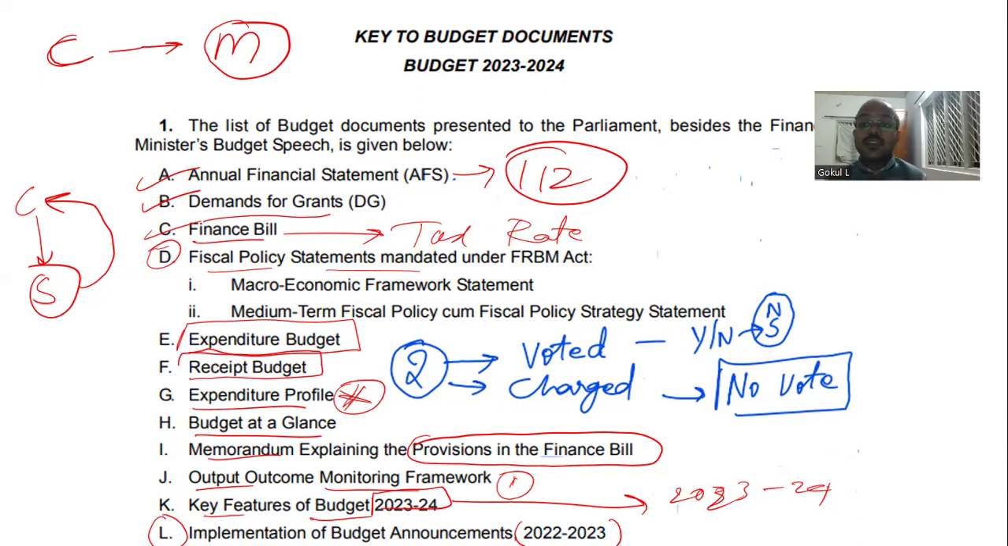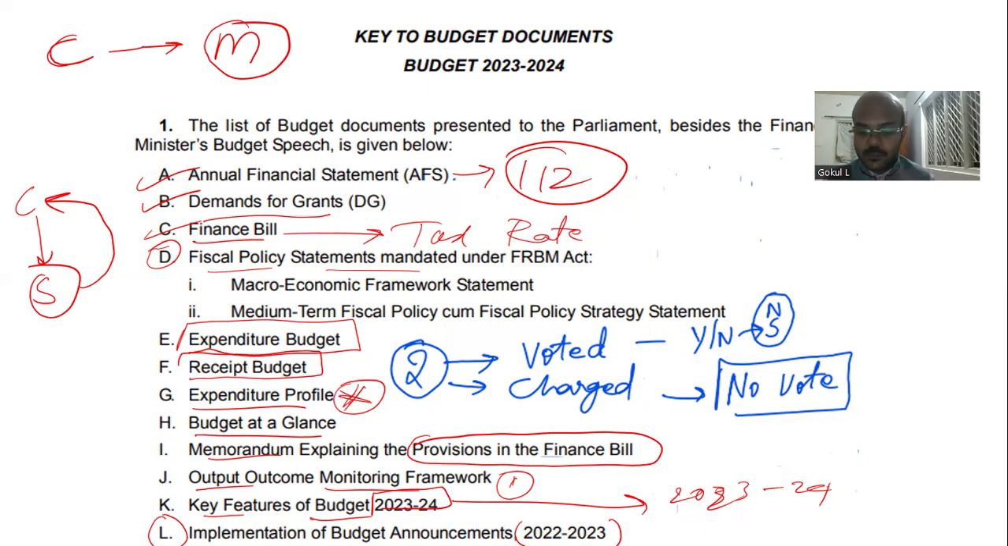Charged demand for grants means here there is no voting procedure, because it is mandatory and required for a particular ministry. For example, the defense ministry: you have to give certain crores without any discussion, without voting. That is charged. No voting process is involved in this particular allotment of money. So there are two types of demand for grants, voted and charged. Voted, vote is required, approval is required. Charged is simply you are allotting it without any voting process.